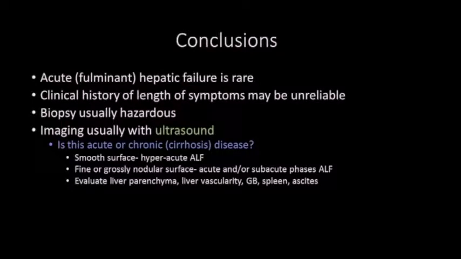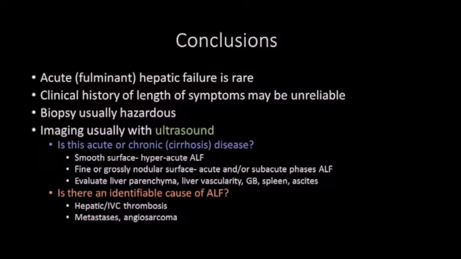There are other findings, as you know, that you can see, and those are the findings of liver failure and portal hypertension. The other thing to think about when imaging these patients is, can we find an identifiable cause of acute liver failure? That would be a minority of patients and would be something like a Budd-Chiari syndrome, metastases, or a primary tumor.